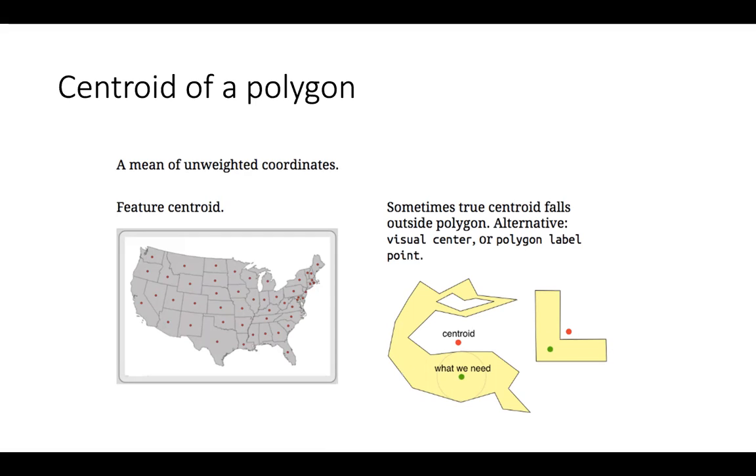Sometimes the true centroid falls outside the actual polygon. This often happens in places like Michigan, which has an upper peninsula, or places like Maryland, which have a weird shape. You can see this in the image on the right.